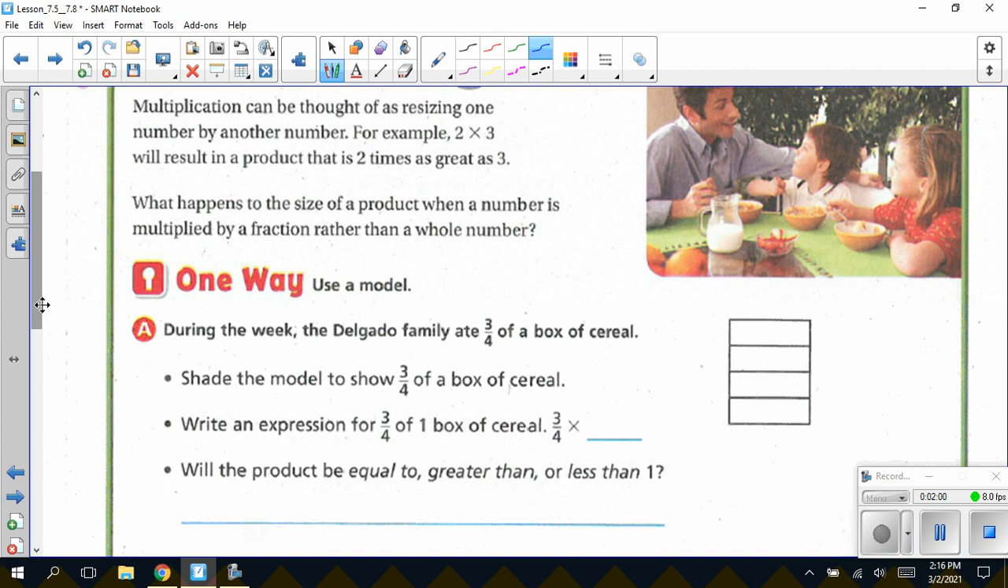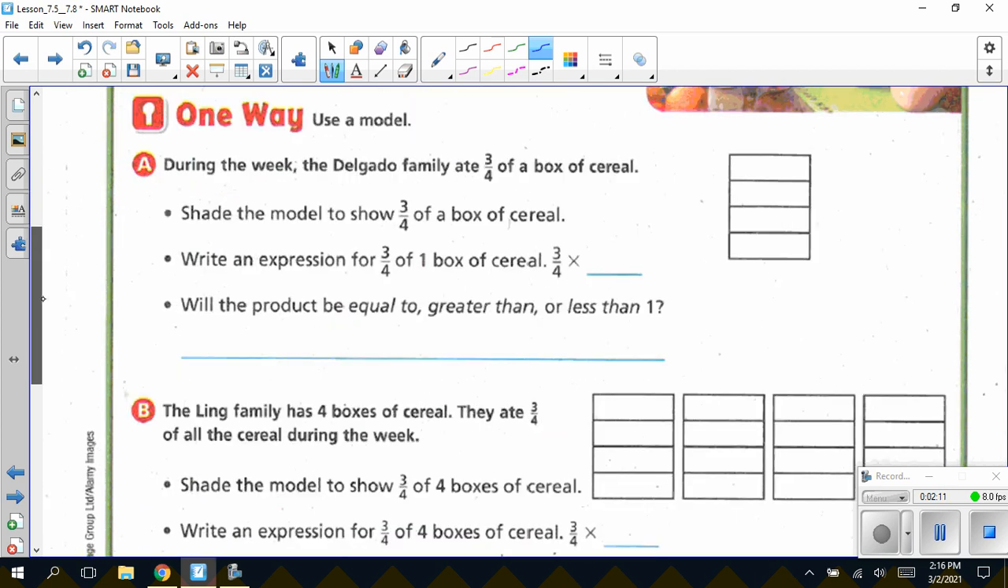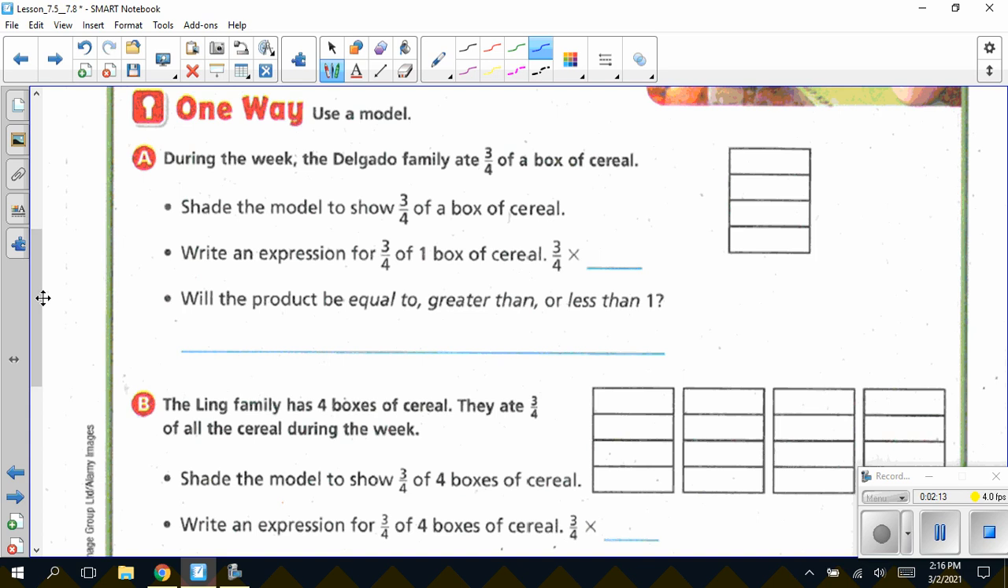So what happens to the size of a product when a number is multiplied by a fraction rather than a whole number? That's what we are working with in lesson 7.5. One way to do this is we could use a model. And each scenario will help us understand the certain rules that we can use when stating if our answer will be less than, greater than, or equal to one of the factors.